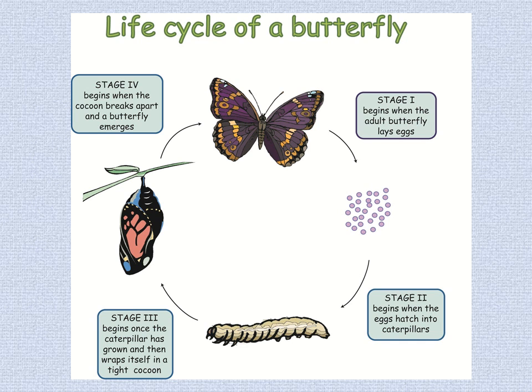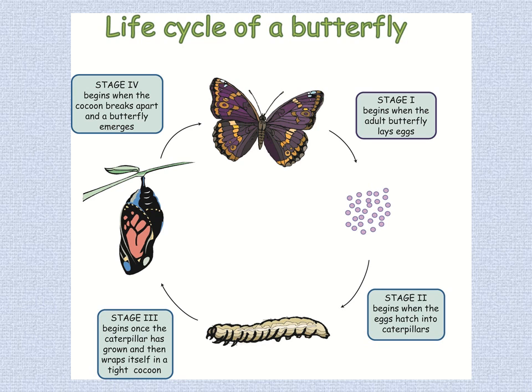Now here we have the life cycle of the butterfly, and we can start with stage 1 over in the upper right hand corner as you're looking at the screen. Stage 1 begins when the butterfly lays eggs. So the stage 1, we get the eggs laid, and they are in stage 1.